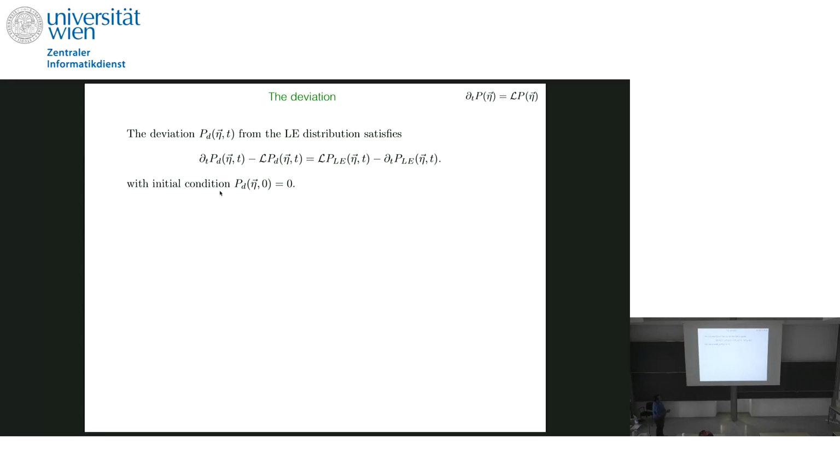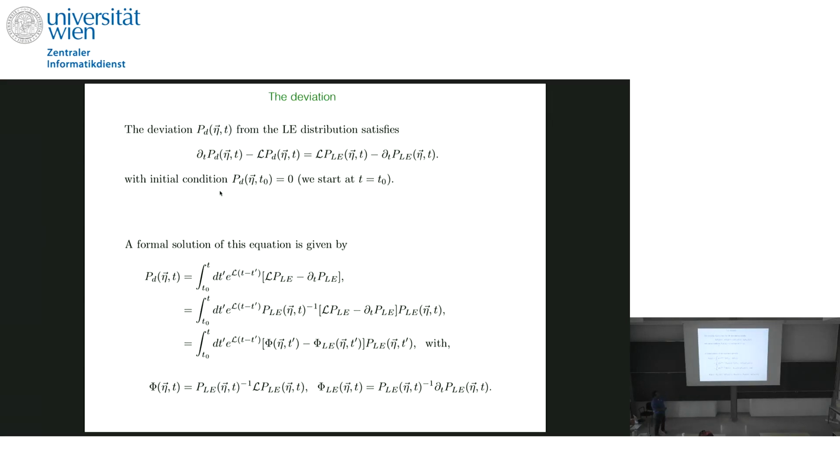So this part we know explicitly. This part provides an inhomogeneity to this equation, and you can write down a formal solution of this equation, and the formal solution is of this form. Actually, sorry, I start at t equal to t naught. I think there was a typo in the previous slide, and so I write down the solution in this form.